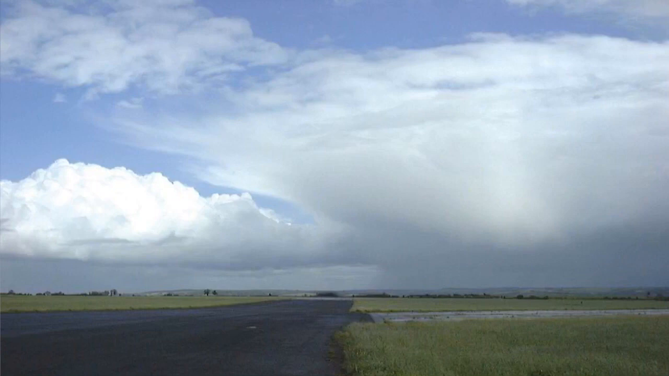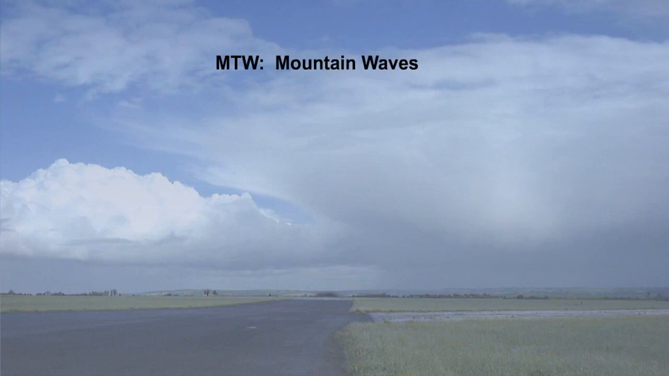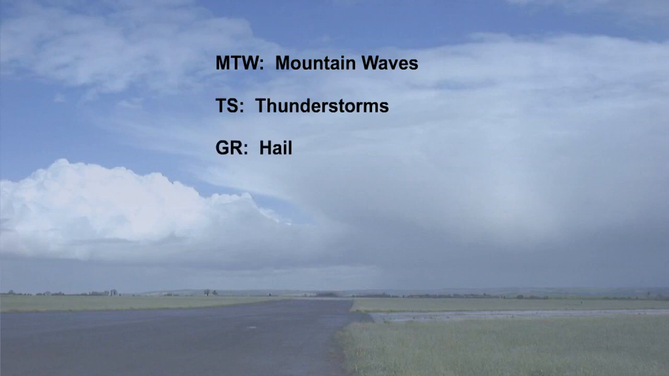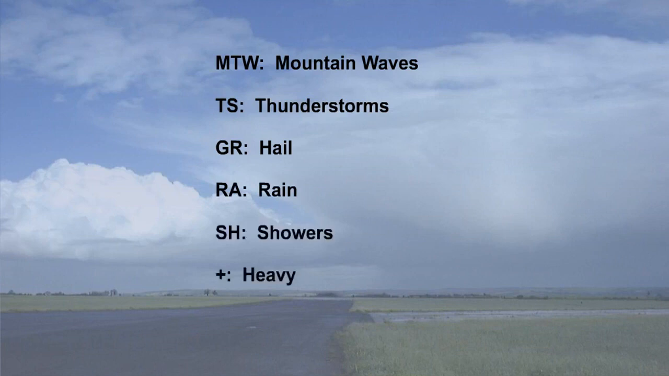The likelihood of serious wind shear can be ascertained at the flight planning stage by careful checking of weather forecasts, looking in the significant weather charts and terminal aerodrome forecasts, or TAFs, for key symbols and acronyms, such as MTW, mountain waves, TS, thunderstorms, GR, hail from the French grêle, RA, rain, SH, showers, a plus sign indicating heavy, and CB, cumulonimbus. Note that some of these codes can appear in combination.